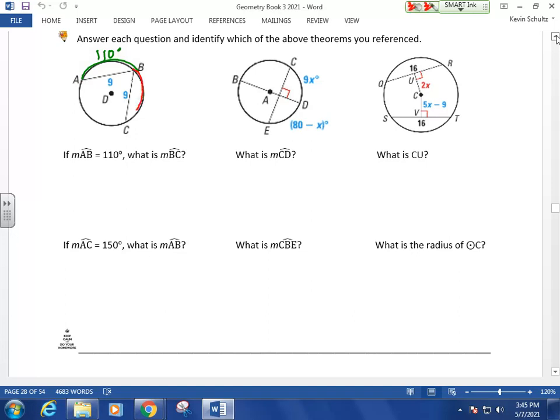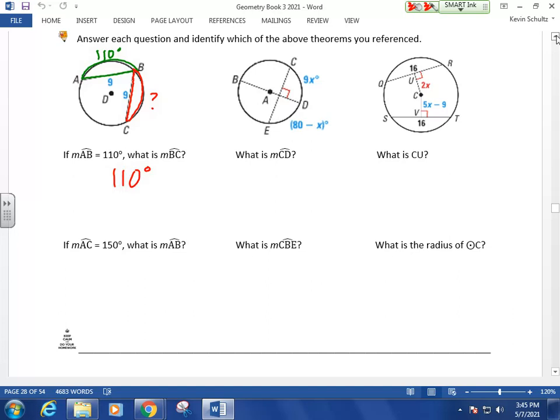Okay, so here's BC, and we're looking at that. We can see that arc AB is formed by chord AB, and arc BC is formed by chord BC. We also know that chords AB and BC are congruent. Because they're congruent, theorem 10.3 tells us that the arcs they create will also be congruent, and thus we can conclude that BC is 110 degrees.